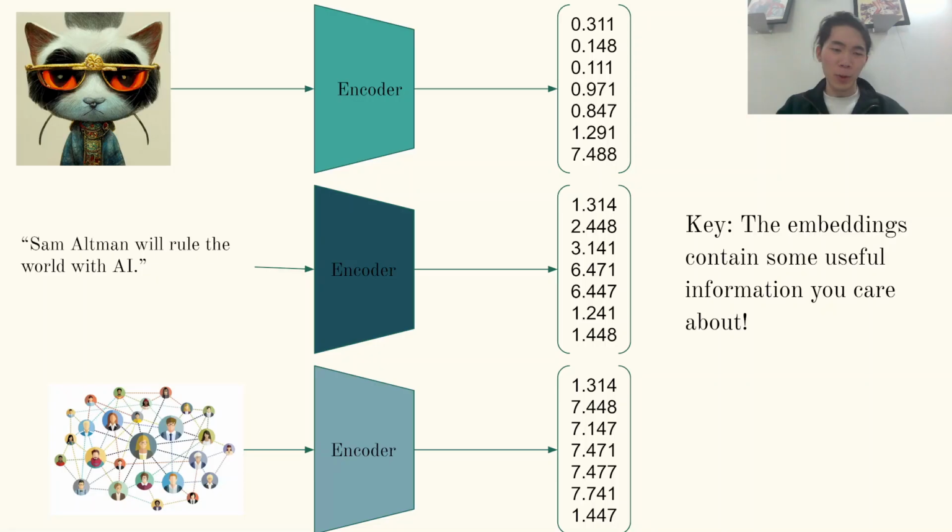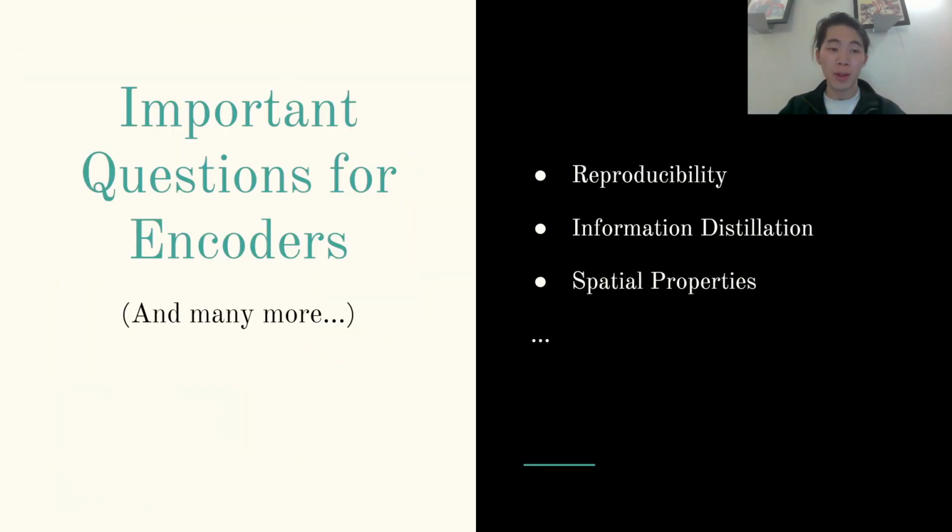So let's talk about encoders. What's an encoder? Well, an encoder just takes a piece of data, and your piece of data could be a photo, it could be a sequence of text, or it could be a social graph that shows all the relationships between your friends and your family, and then just maps it into a vector, okay? There are different encoders for different types of data, but the main idea is it just turns it into a vector of numbers, which is this thing here. And the key here is that the embeddings contain some useful information that you care about, and that useful information depends on what loss function you pair it up with.